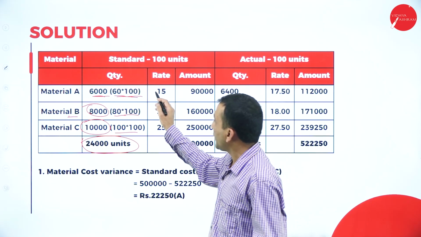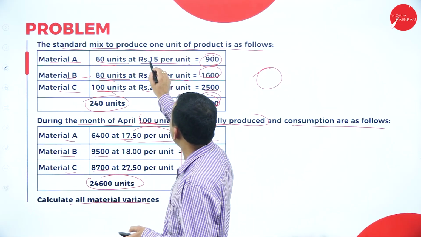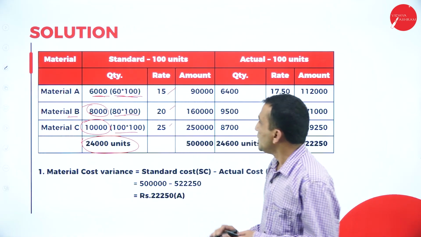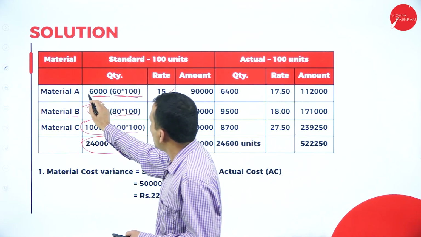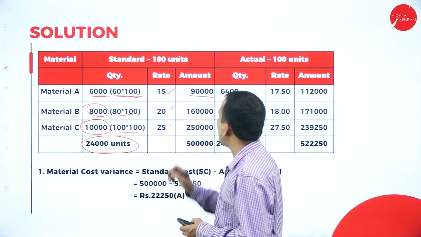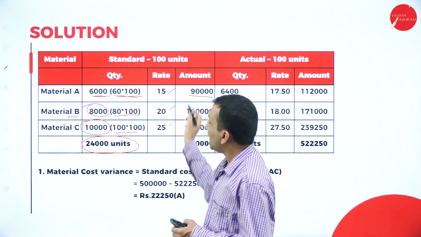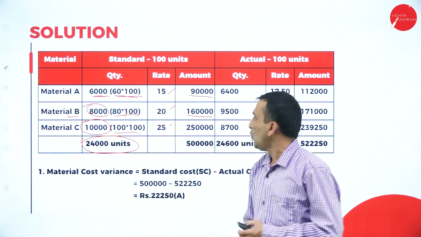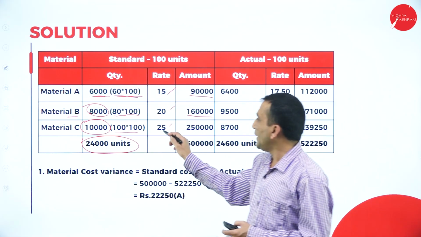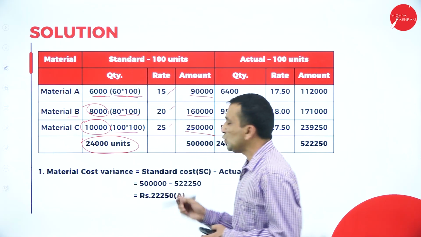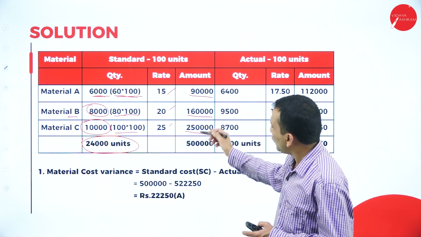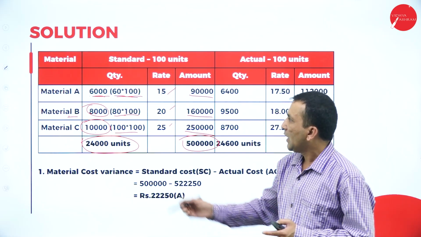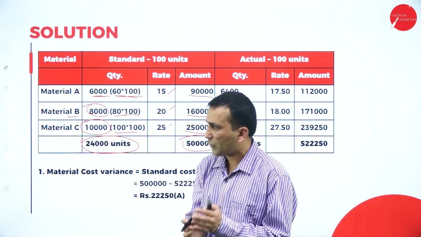The rates are also given in the question: 15, 20, 25. Just multiply 6,000 into 15, we get 90,000, the standard quantity amount. Next, 20 into 8,000 gives 1,60,000, and 25 into 10,000 gives 2,50,000. If you take the total together, under standard the value is 5 lakhs, and under standard the units are 24,000.